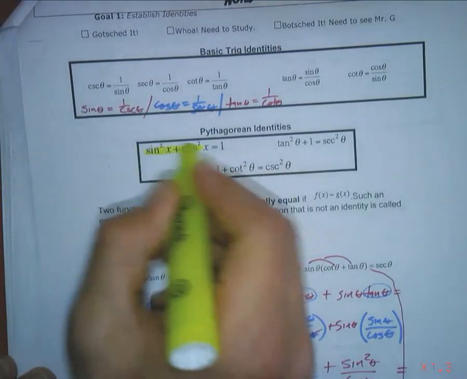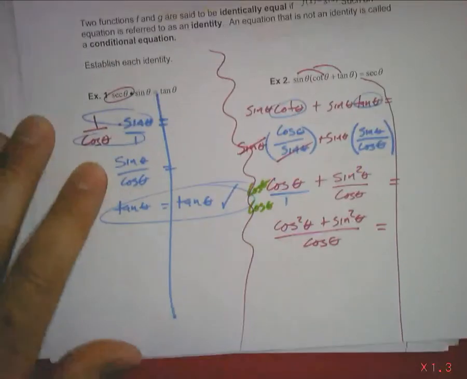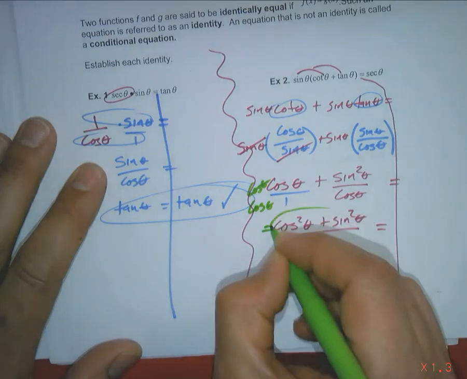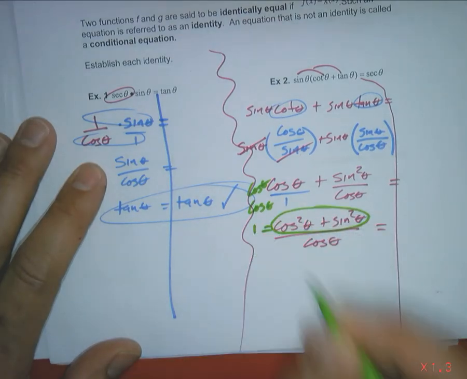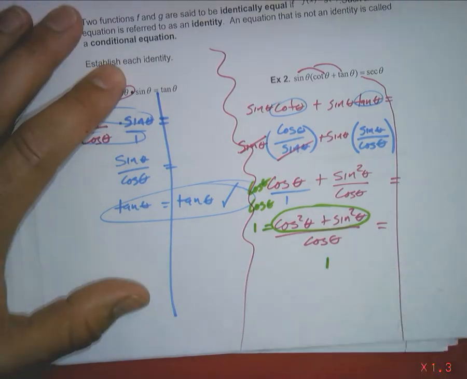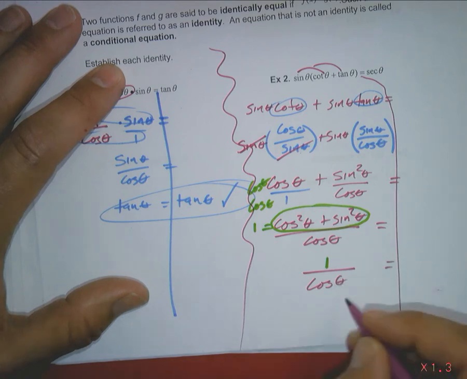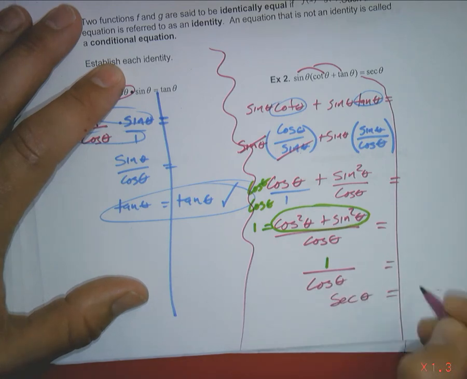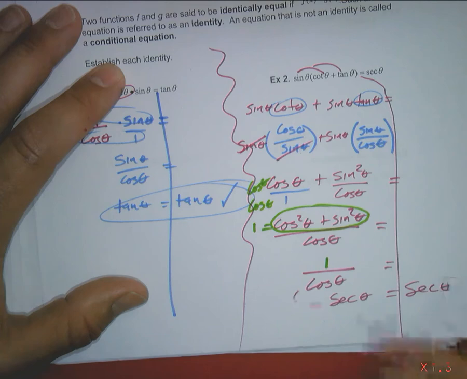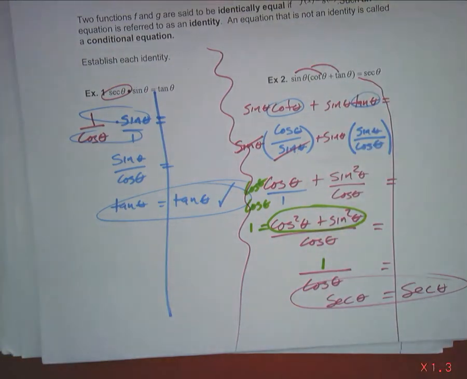Cosine squared plus sine squared is the same thing as sine squared plus cosine squared, and we should know that's equal to 1. So this whole thing right here is a Pythagorean identity, and that's equal to 1. So we get 1 over cosine, which is secant. Look at that. We turned that whole mess over there into secant. So we just proved this left side was equal to that right side.